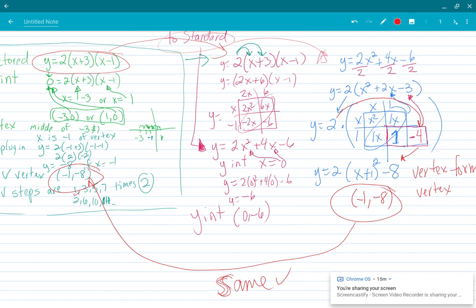And by the way, I'm not asking you to go backwards, but maybe some other time we could go from vertex to standard and from standard to factored, or from factored to vertex. We can go this 6 different ways, I think. Let me see, how many ways are there? 1, 2, 3, 4, 5. Yeah, there's 6. So I'm only asking 3.